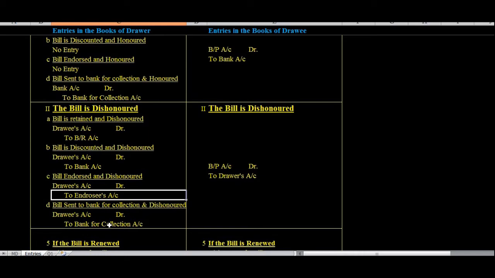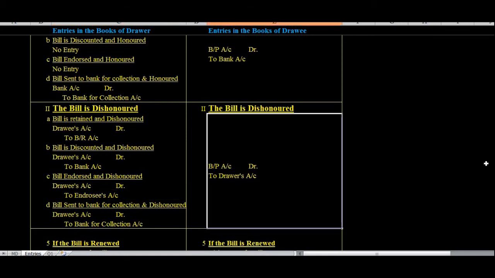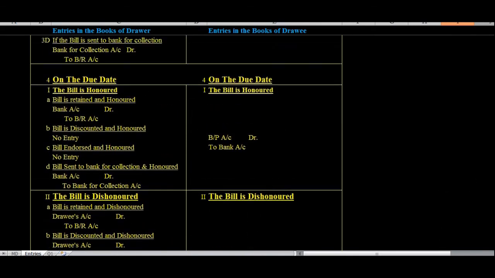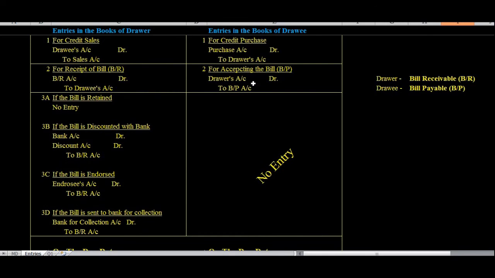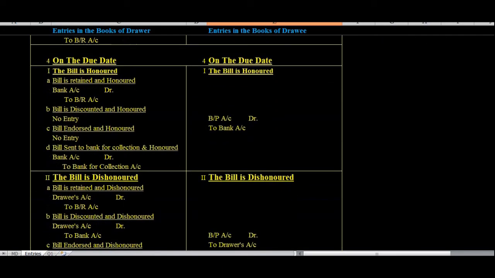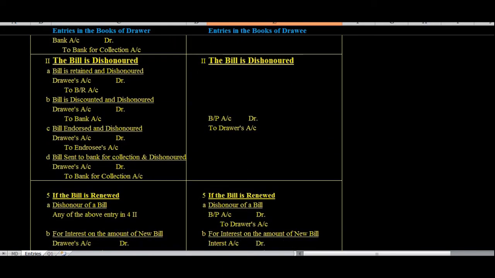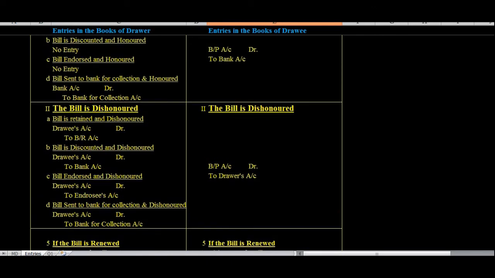Now these are the 4 options in the books of drawer. But when we talk about drawee, there is only one entry. Bill comes in, and to the drawee, it is always the drawer who will give. So it is bills payable account debit to drawer's account. In fact, this entry is exactly the reverse of the acceptance entry. When he accepts the bill, he says drawer to bills payable. Similarly, when the bill is dishonored, it's just the reverse entry. Bills payable account debit to drawer's account. Okay, I hope we have all understood these entries.